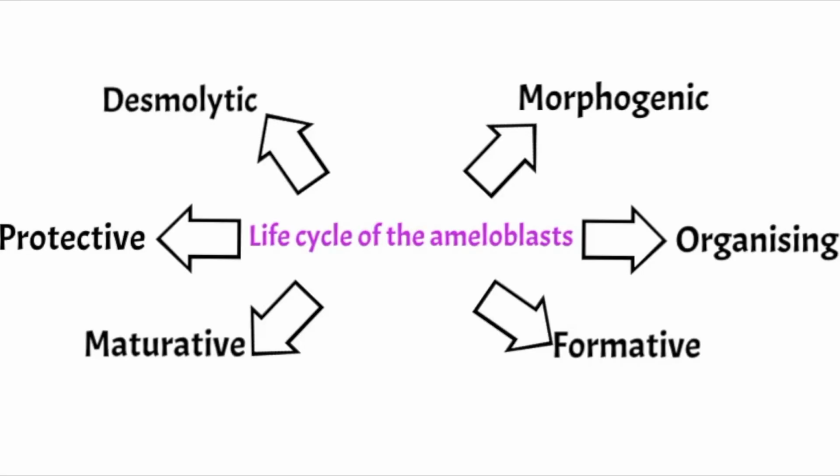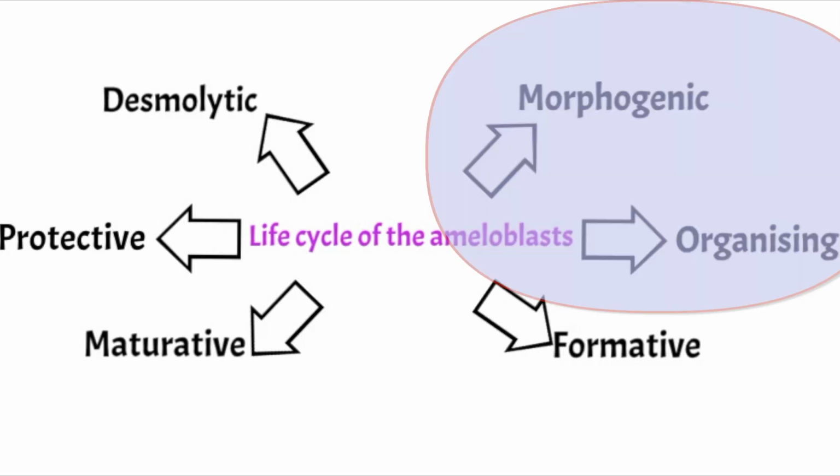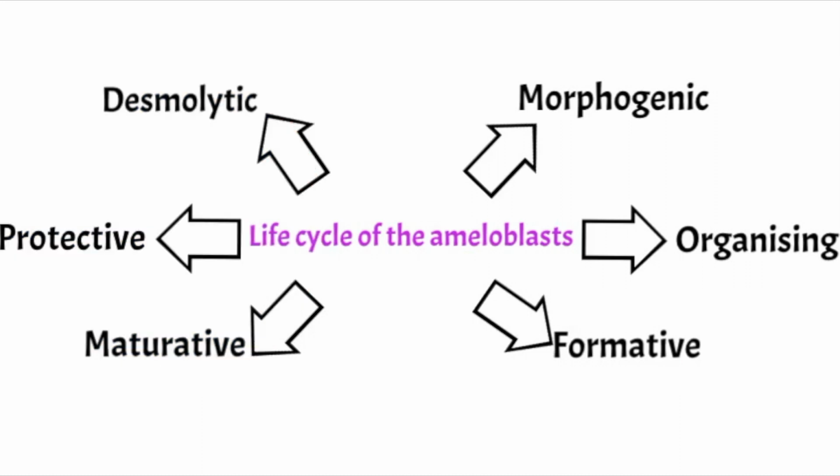Amelogenesis can be divided into broad categories, namely pre-secretory, secretory, and post-secretory. Now let's dive into the stages.